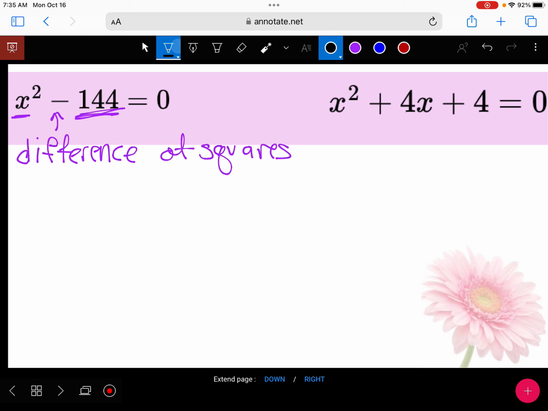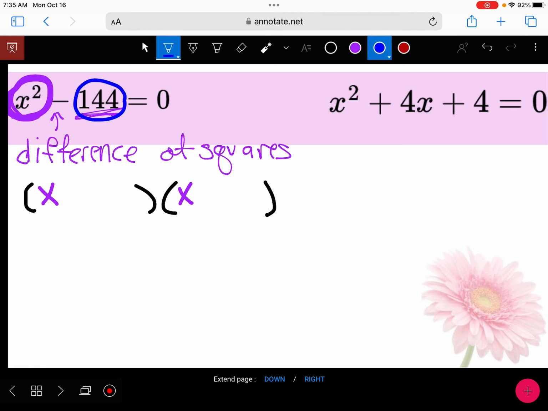So what we can do is we can work on remembering that special pattern. It takes two sets of parentheses. The piece that was squared to make x squared, x. What number, when squared, gives us 144? 12. One of these terms gets a plus. One of these terms gets a minus. And the equals 0 is still sitting there off to the side.